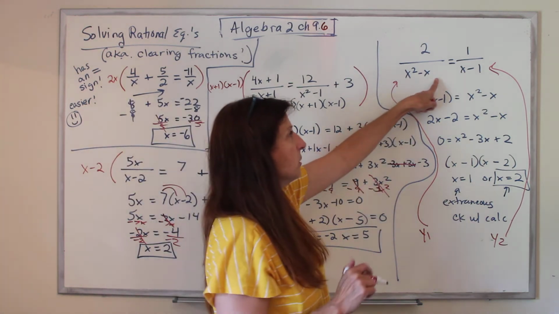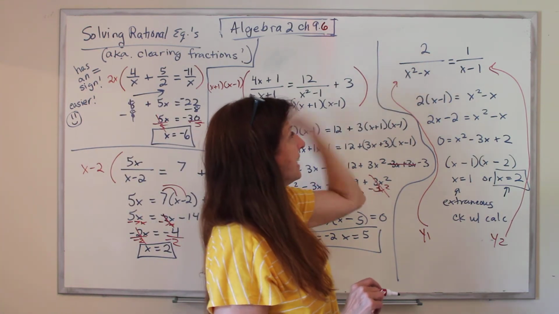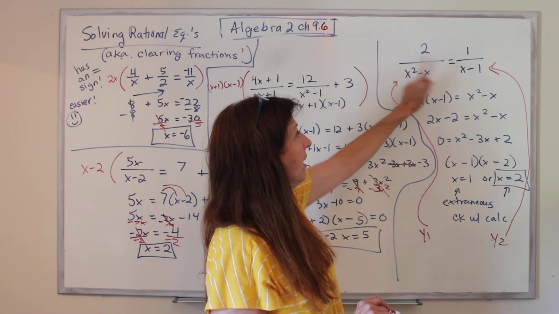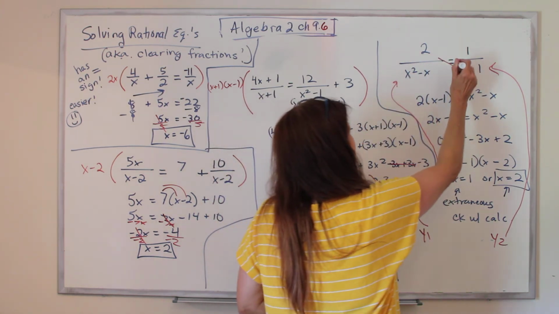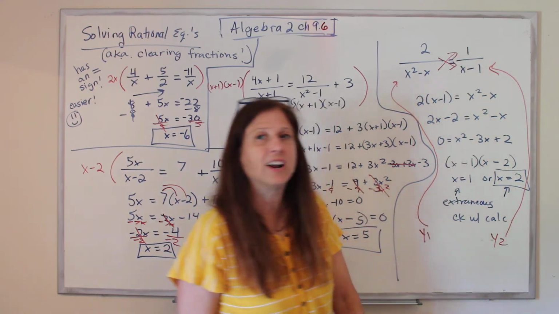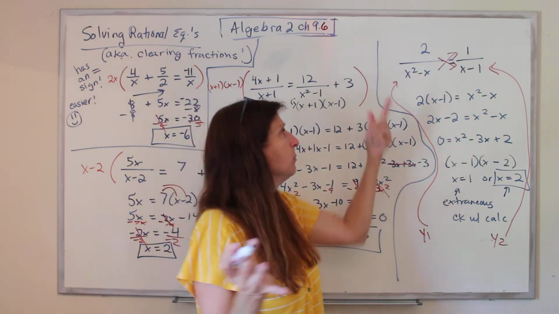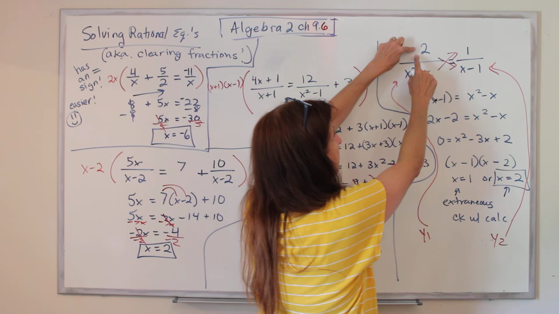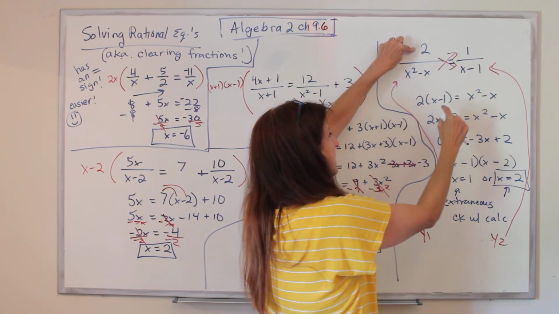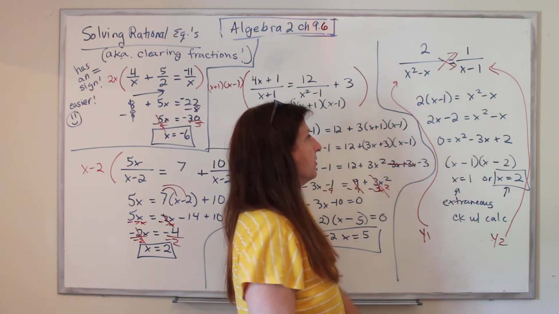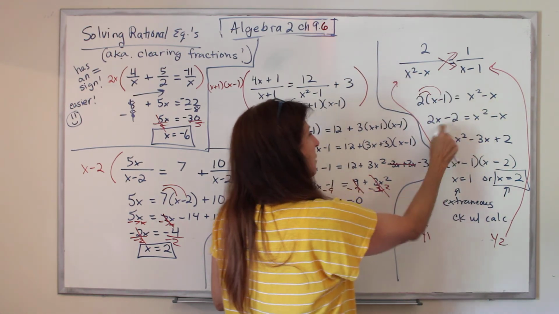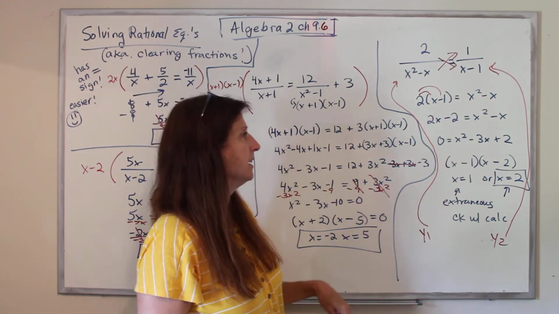Okay, this one is really fun because it's easier than those because we don't have any pluses or minuses. So this is just cross multiply and solve for x. You learned that in pre-algebra. We love this problem. So I'm going to multiply across: 2 times x minus 1 on one side, x squared minus x times 1 on the other side. I use the distributive property and get 2x minus 2 on this side.